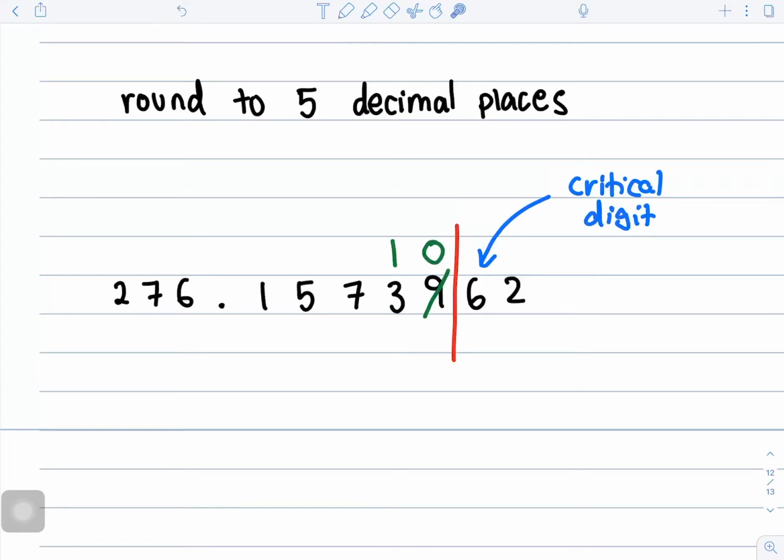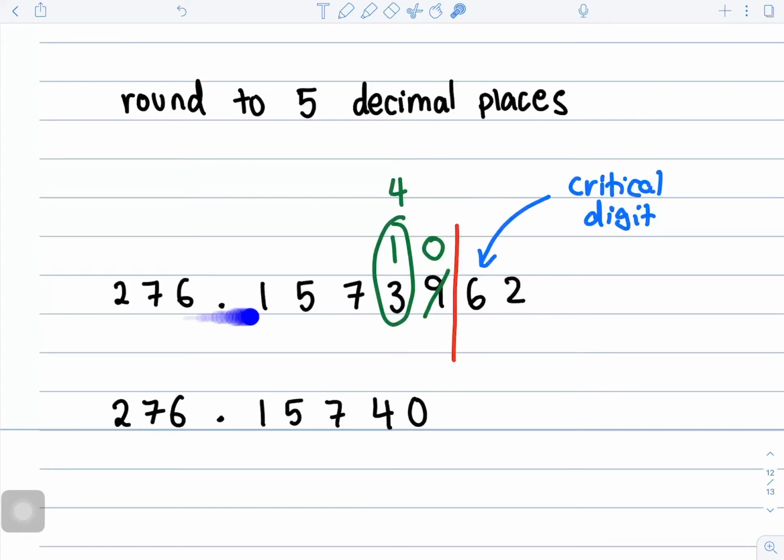The reason why I've written 10 here instead of writing 10 there is because if I write 10 there, then I'm going to end up with 6 digits in my decimal place. I don't want that. So I'm writing 10 there, and I'm going to join these together, and that becomes 4. Let's rewrite all of that out. I have 276.15740. That becomes 4, and that's 0. And that's how we write this number to 5 decimal places.